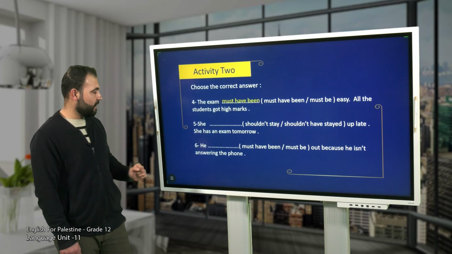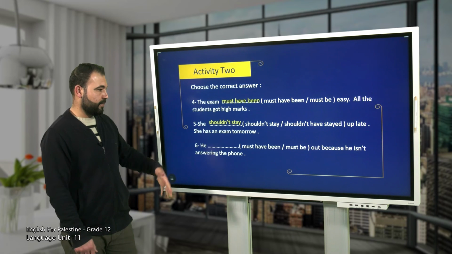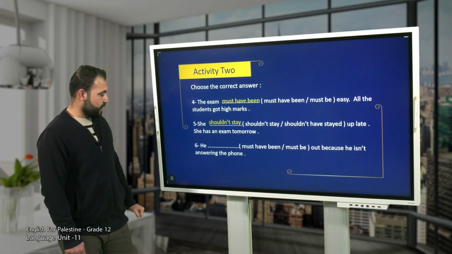Sentence number 5. She shouldn't stay or shouldn't have stayed up late. She has an exam tomorrow. She shouldn't stay up late because I'm talking about the present. Present advice.